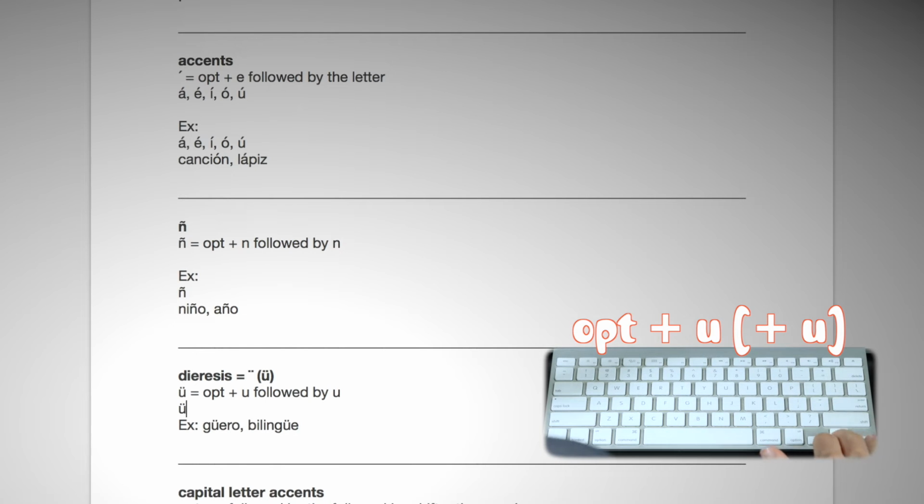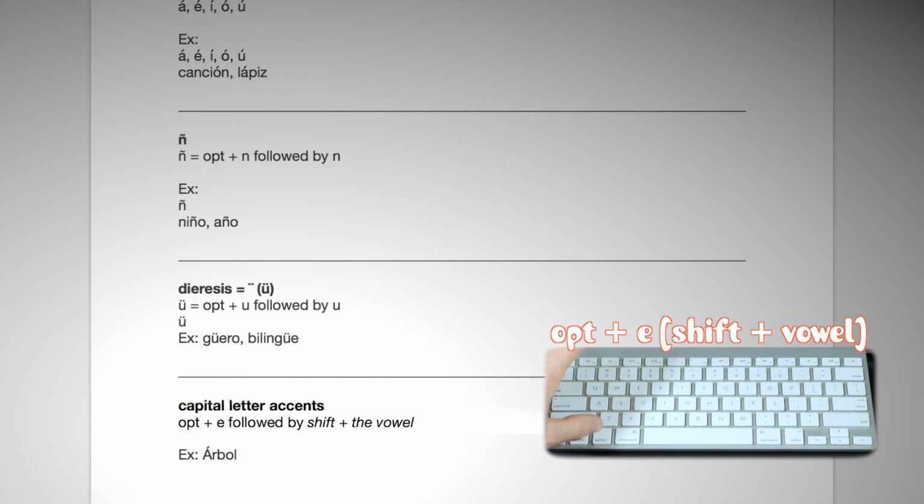There's the dieresis. For capital letters, hit the Option key and the E at the same time, and there it's waiting for you to select your vowel. With that, you can hold Shift and then the letter you want.